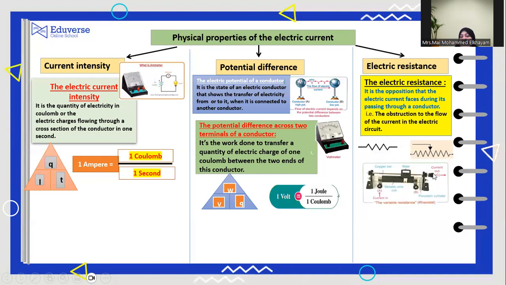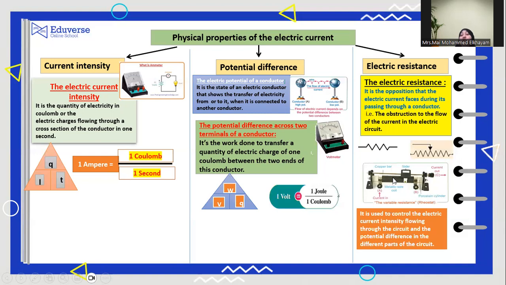Okay, this is the rheostat, the variable resistance, and study this part well and know how it works. As you can see here, I have the slider which can change the what? The length of the resistance. This is used to what? So a very important question can come here, the use of the rheostat. It is used to change the value of the resistance, so to control the electric current intensity flowing to the circuit and the potential difference in the different parts of the circuit.